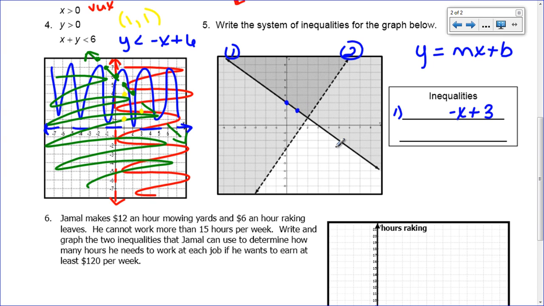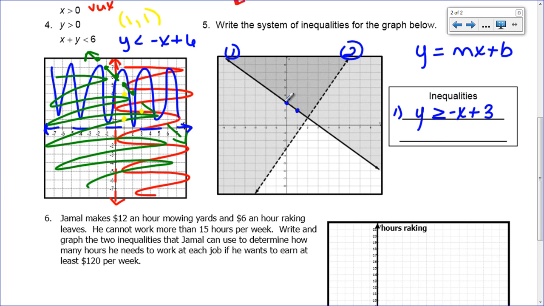So that's a -1x. And here's where you have to pay attention: find the double shaded part. It's the darker part of the graph. The double shaded part is above this line, which means y has to be greater. And it's greater than or equal to because this is a solid line. So there's my inequality for this. I got the greater than because the double shaded part's above. I got the or equal to because it's a solid line.